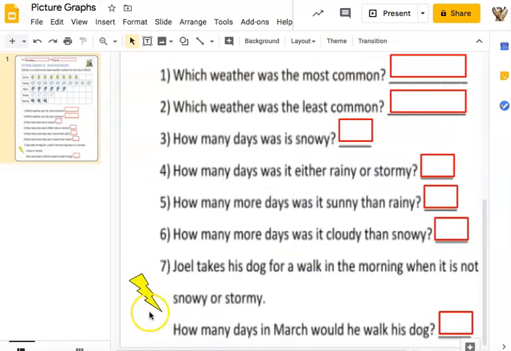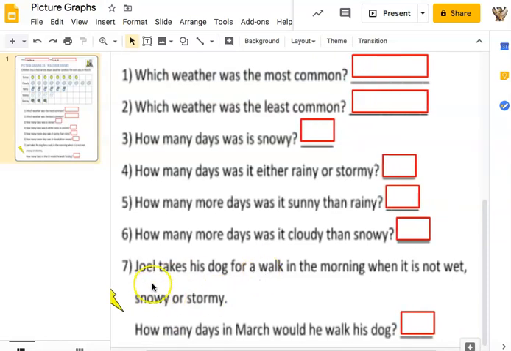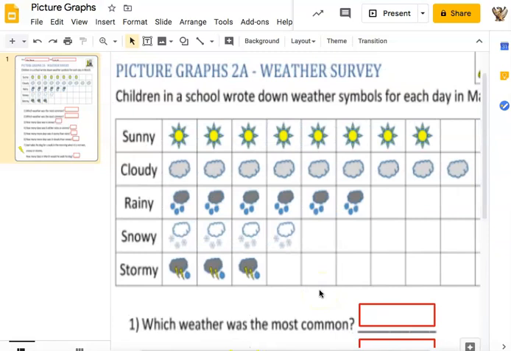Now, number 7, I put a lightning bolt here because number 7 is going to be the most tricky one. So let's read over this one. It says, Joel takes his dog for a walk in the morning when it is not wet, snowy, or stormy. How many days in March would he walk his dog? So you have to go up to your graph and think about, okay, wet means there's probably some sort of rain. So he didn't take his dog for a walk on the rainy days. Snowy or stormy.